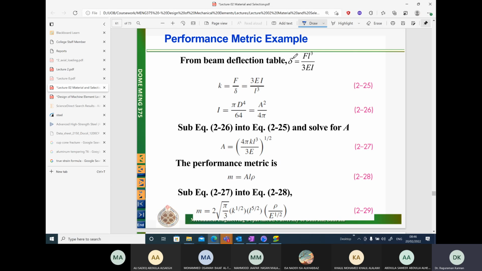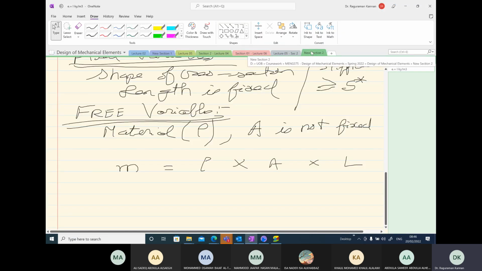Okay, so the deflection has to be minimum, right, for a stiff beam. So we need an expression for deflection, and once you derive the expression, this is the expression you are going to get. So usually after writing the equation for mass, we will require deflection equations or some other equation. So what is the equation we have?